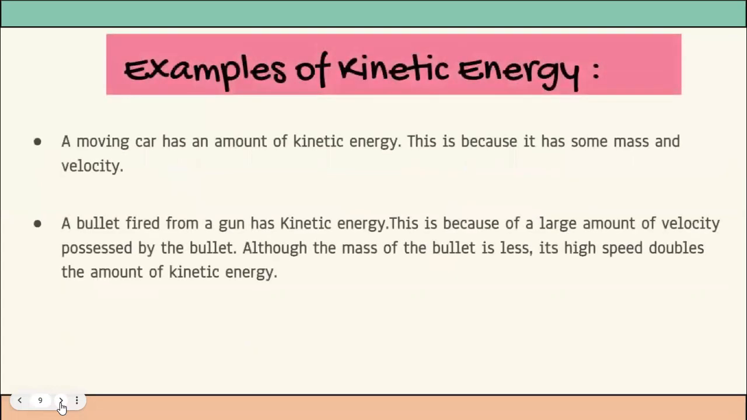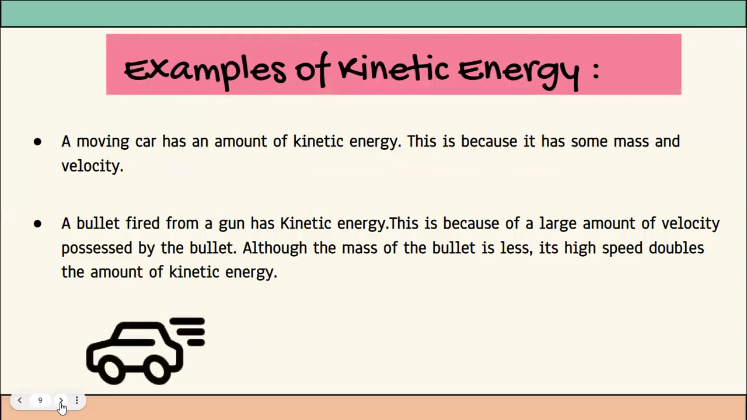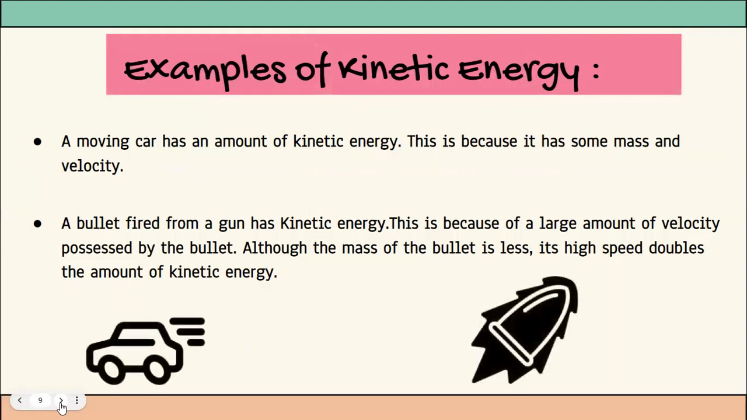Now here are some examples of kinetic energy. A moving car has an amount of kinetic energy. This is because it has some mass and velocity. A bullet fired from a gun has kinetic energy. This is because of a large amount of velocity possessed by the bullet. Although the mass of the bullet is less, its high speed doubles the amount of kinetic energy.